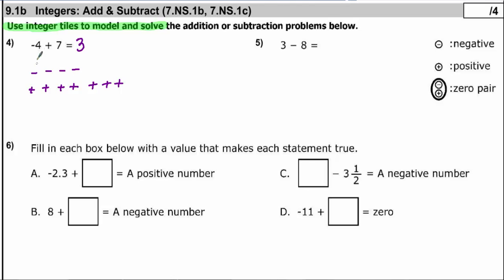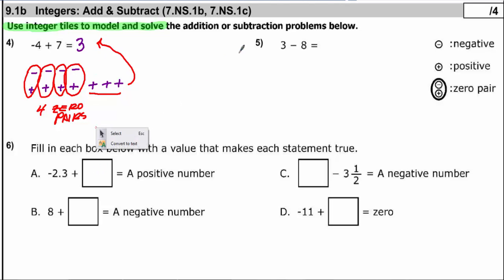I like to do mine first number, second number. If you did it like the dance where you put them up and down, that's fine. And then we look at how many of these are paired up. In this case, there are 4 0 pairs. What's left are these 3, and they create our answer of 3.